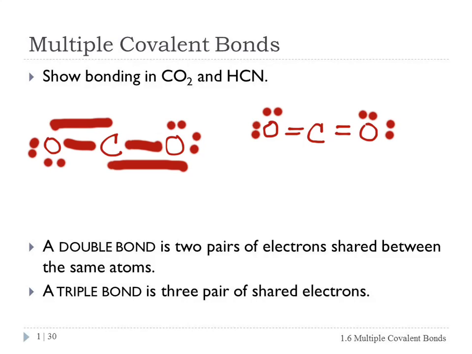A triple bond is the same thing, but with 3. So hydrogen cyanide is going to have a triple bond between the carbon and the nitrogen. But again, the carbon has 4 bonds. Almost always, the carbon is going to have 4 bonds. Any questions? 3 lines, 3 pairs of electrons. 2 lines, 2 pairs of electrons. 1 line, 1 pair of electrons.